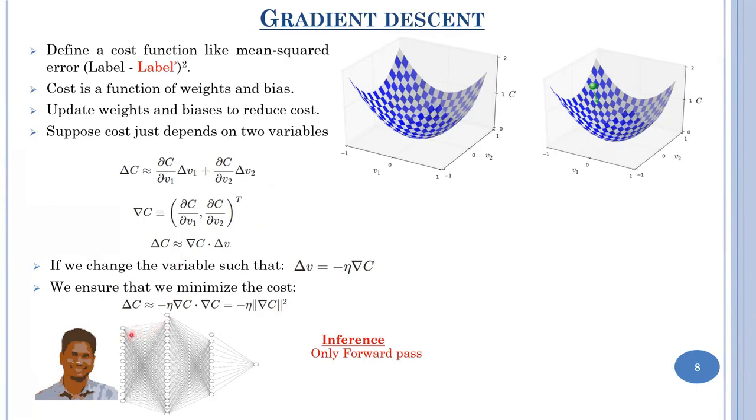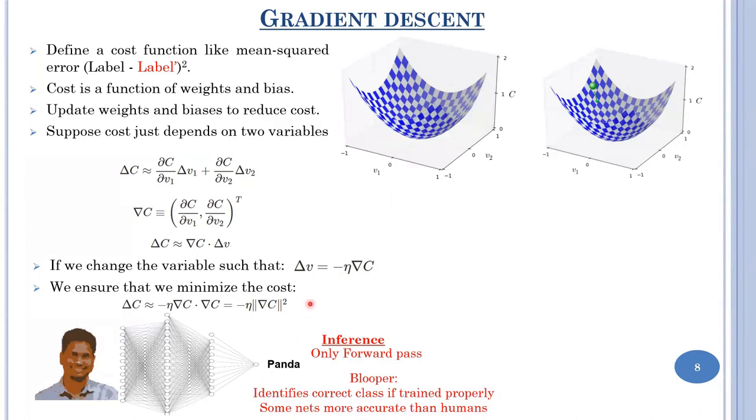Again, this image will be transformed into several pixel intensities, those will be fed here, and the weights which we have obtained from this training process will be embedded in these matrices. So these inputs will be multiplied by those weights, then transformed by these neurons. Then again multiplied by these weights, again transformed by these neurons, again multiplied by these weights. And at the output, you will see the category to which this image belongs. So here it classified me as a panda because my network was not well trained. So the blooper is, it identifies the correct class only if it is trained properly, only if you have the correct set of weights, which give you the minimum value of this cost function.